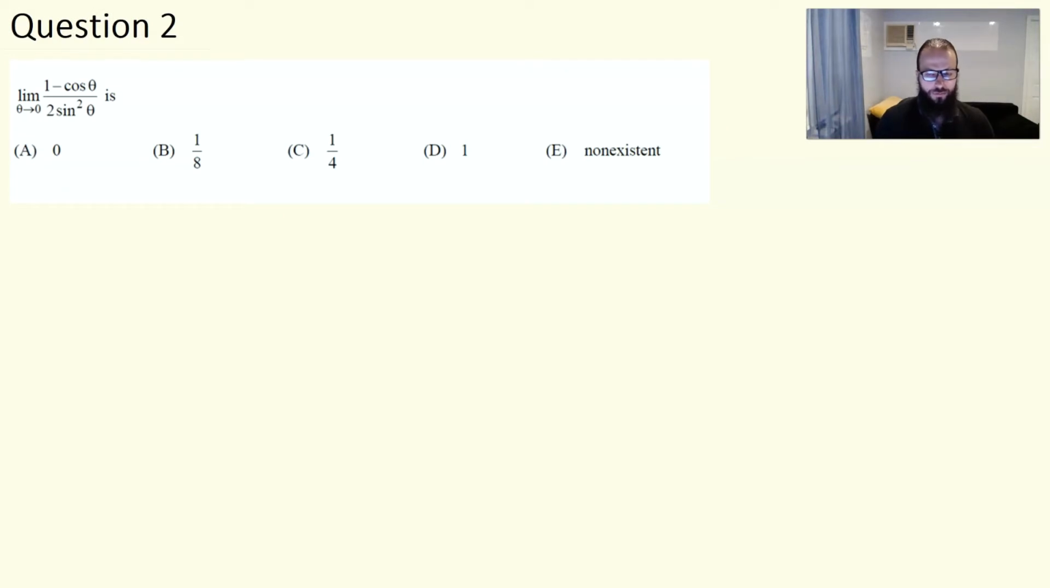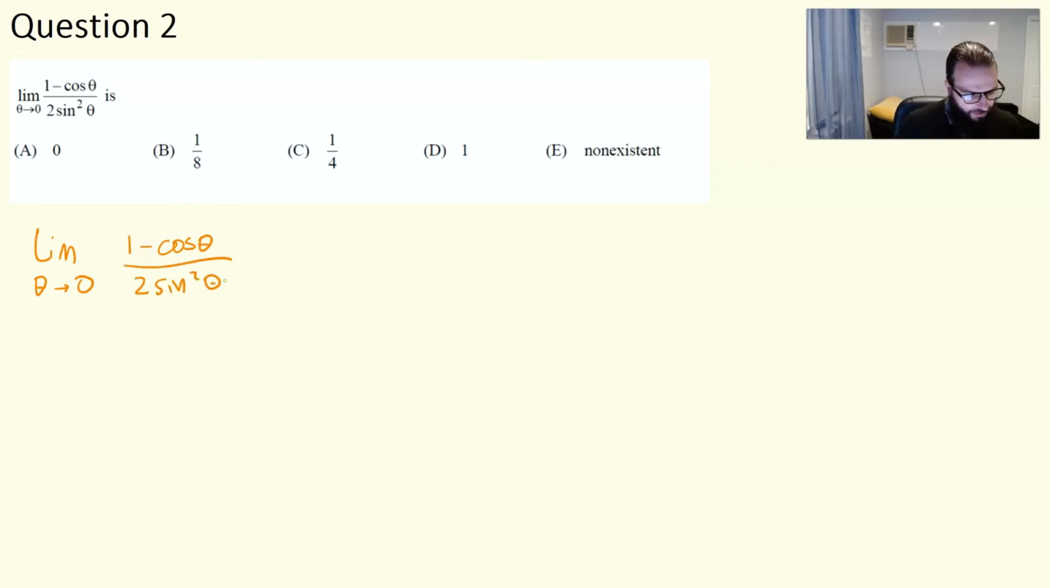This is question number 2 from our limits quiz, and this is a limit to a number. So the first thing we're going to do here is just fill in the 0 and see if we can get an answer. So the limit as theta approaches 0 of 1 minus cosine of theta over 2 sine squared of theta.